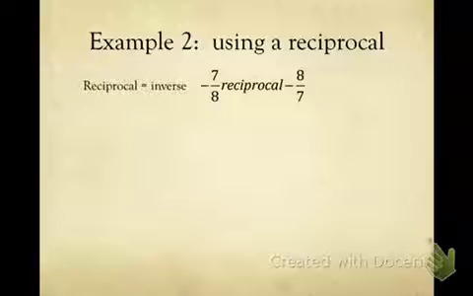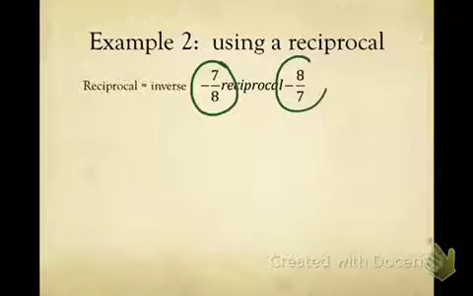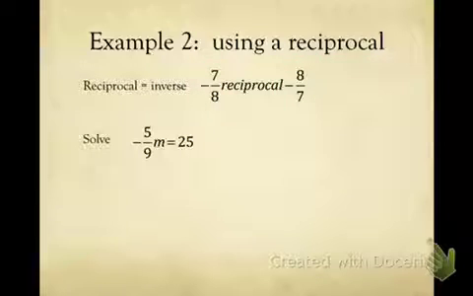So what's the inverse or reciprocal of negative 7 over 8? Well, I'm just going to flip them. I'm going to invert them. So it's negative 8 over 7. So that's what they mean by an inverse.